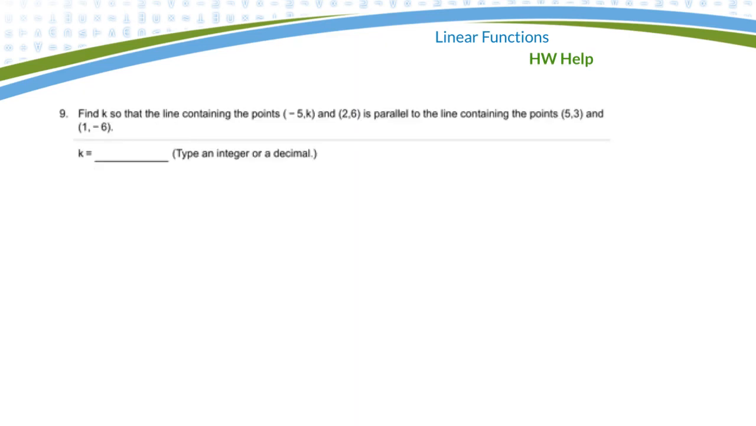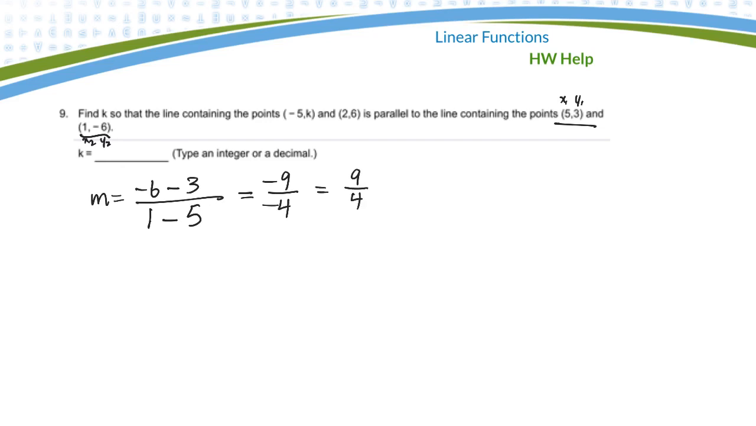Okay, last question. Find k so the line containing the point is parallel to the line containing the points. Oh, that's an interesting question. So this is just playing with the slope formula. Let's find the slope of the line that contains those 2 points. x1, y1, x2, y2. So y2 is minus 6 minus y1 is a 3, over x2 is a 1 minus x1 is a 5. So I'm getting minus 9 over minus 4, or positive 9 over 4. So that's my slope. And they say they've got another couple of points that are parallel to that line, so they have to have the same slope.